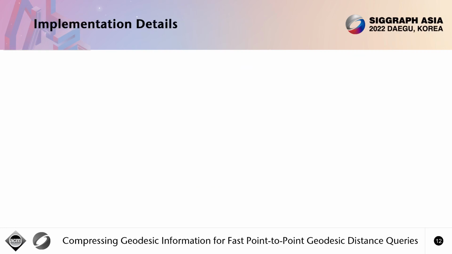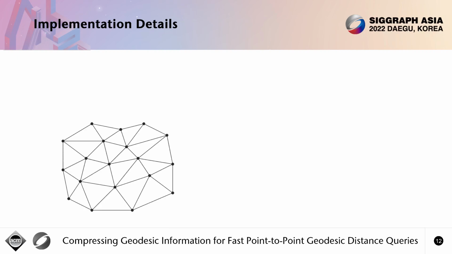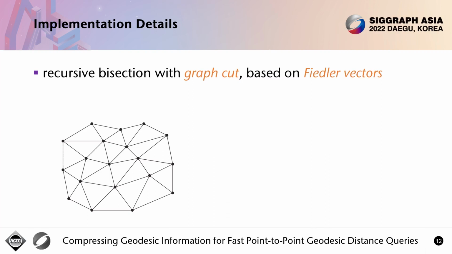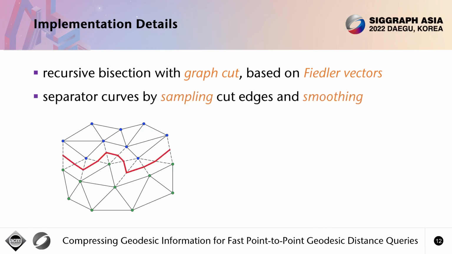Now to some implementation details. We found that a simple Fiedler vector-based method to find a graph cut works quite well and gives relatively balanced components even for geometrically complex meshes. So if we have a mesh here and we apply this method, then it will find us a graph cut shown here by these dashed edges that splits the mesh into two approximately equally sized parts.